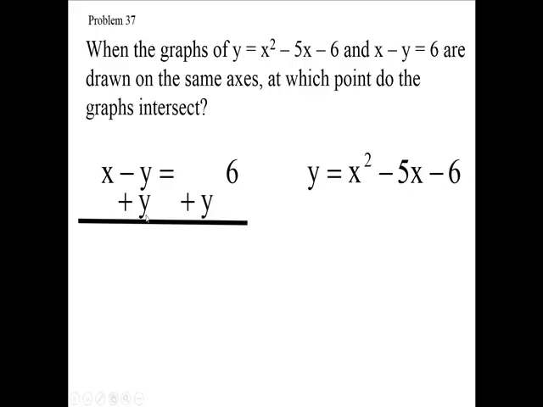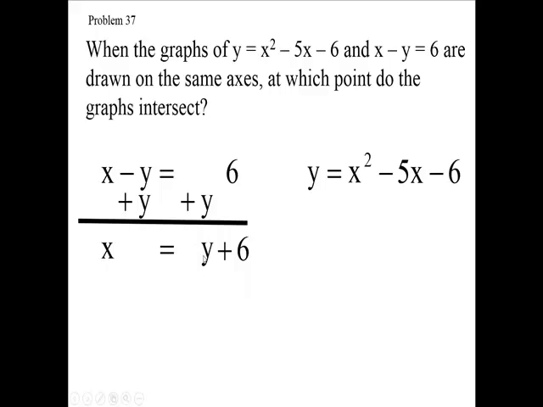Now, I don't like having a minus y on this first equation. I want to solve this for y, but I don't want a minus y. I'm going to do what most people don't do. I'm going to add y to both sides, here and here. So you end up with x equals y plus 6.